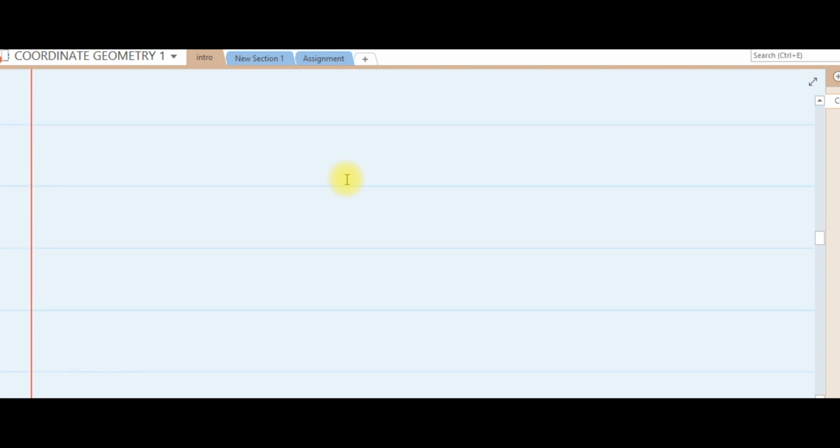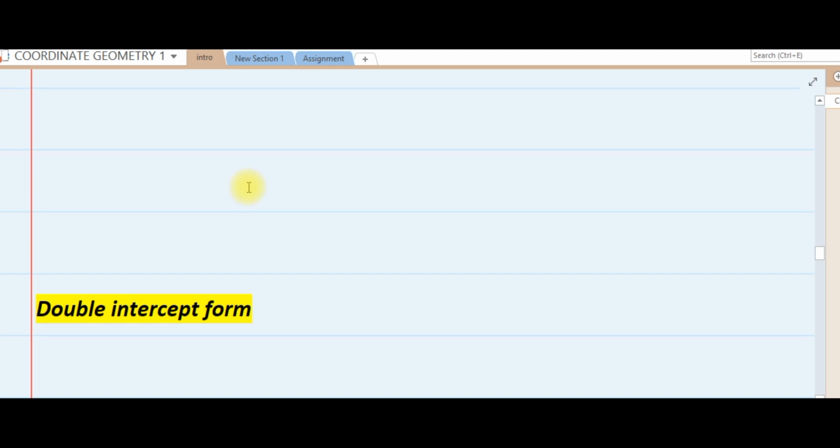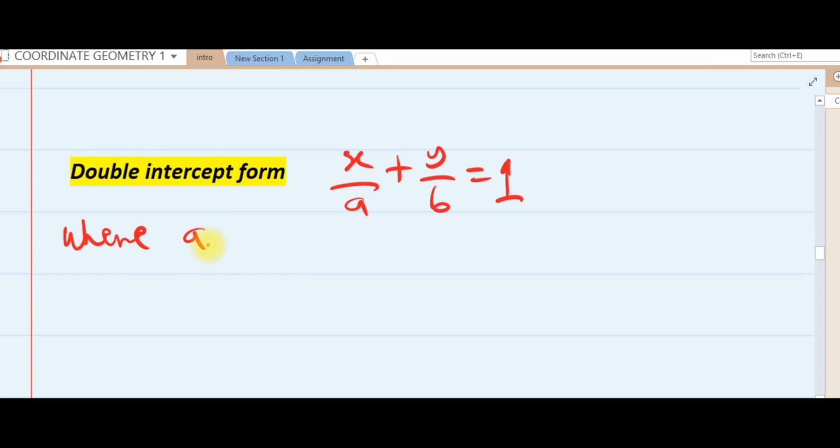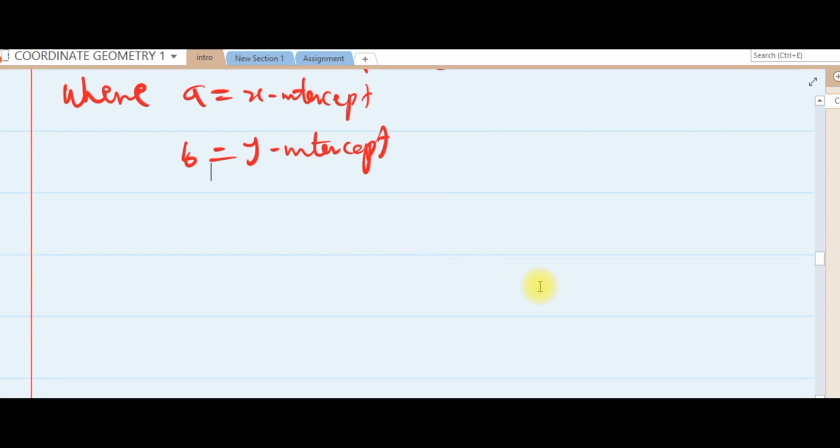Why the second one? It's called the double intercept, from the name. It is of this form: x over a plus y over b equals 1, where a is the x-intercept and b is the y-intercept. So that's what the equation states.